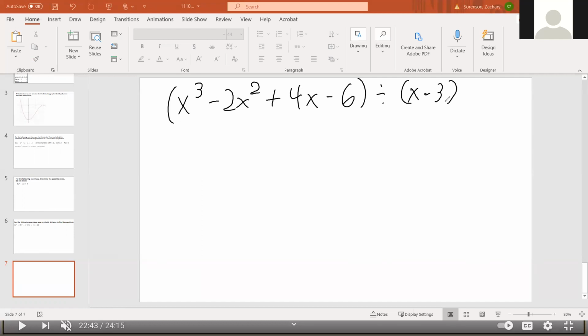First step, I determine the 0. What is the 0 of this? 3. Yeah. Next step, box that 3. Okay, what do I do after that?